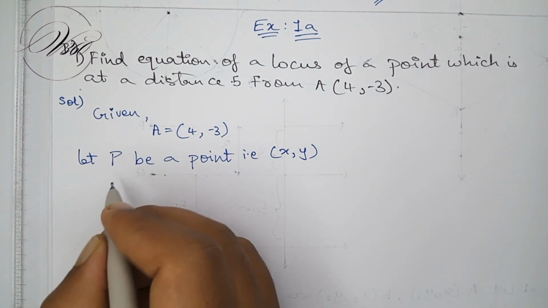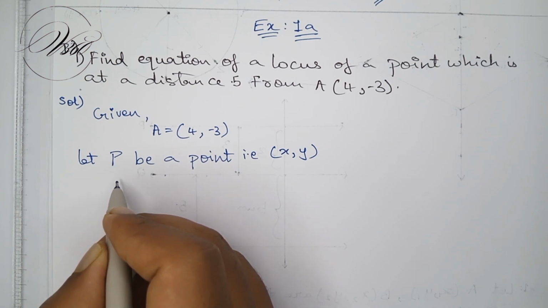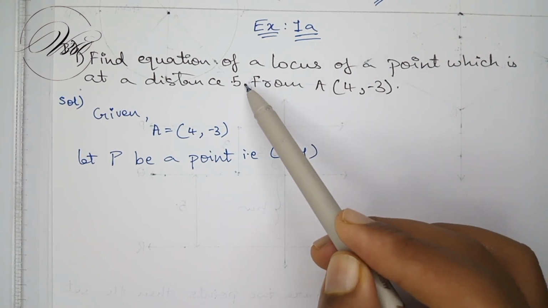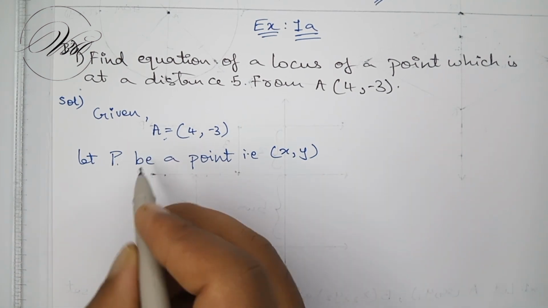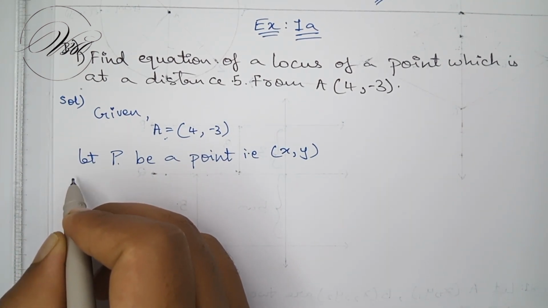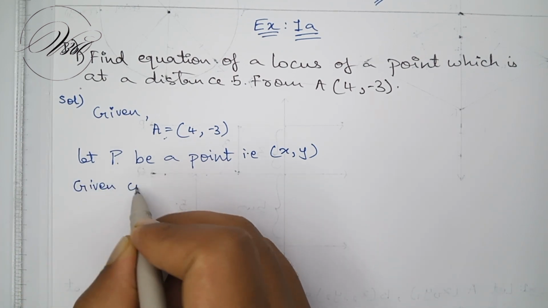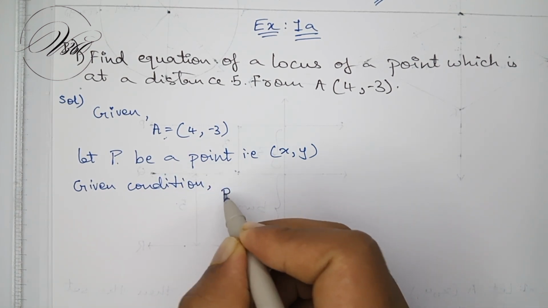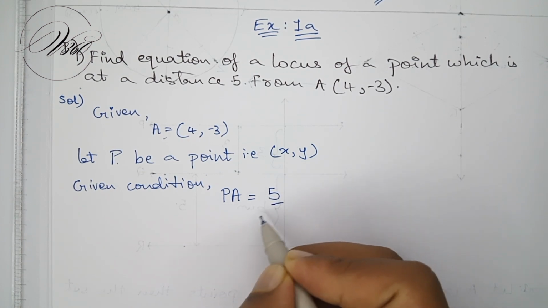Okay, now here if we check out, we have the point of locus, which is PA. Now for PA, we have the condition, right? We have learned the condition before in the introduction. Here the given condition is PA is equal to 5, right?